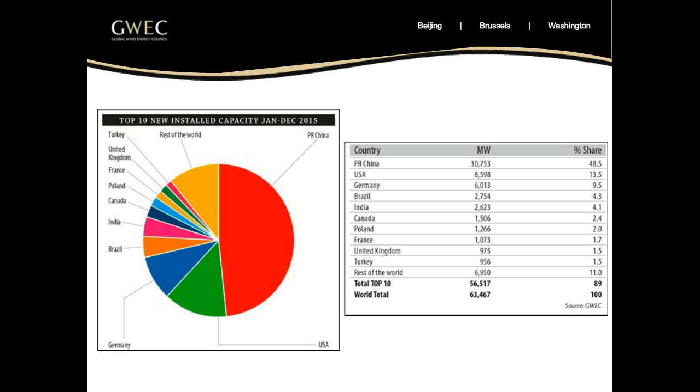The big story, of course, being the fact that China installed 30 gigawatts in total capacity in 2015, but the U.S. having a much stronger than expected year, as did Germany, which set a new record, breaking 6 gigawatts for the first time, and just over 2 gigawatts of that was offshore. The rest of the rankings remained very similar to last year, although I think we have Turkey on the list of top 10 for the first time.